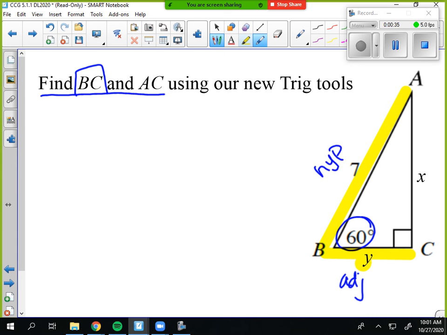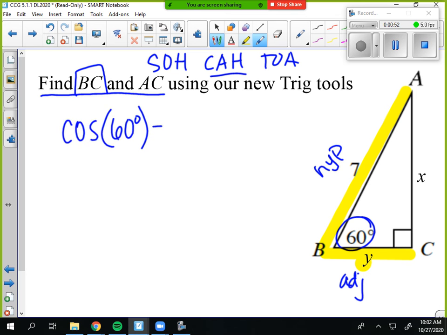So which trig tool has adjacent and hypotenuse? Well, if I write SOHCAHTOA, just to help my brain, there we go, cosine, adjacent and hypotenuse. So cosine of 60 degrees is equal to adjacent over hypotenuse. And in that triangle, that would be y over 7.